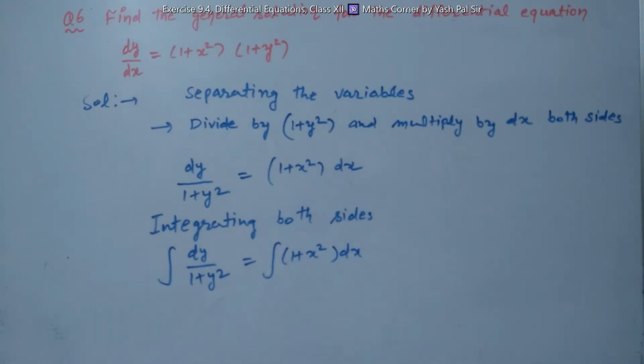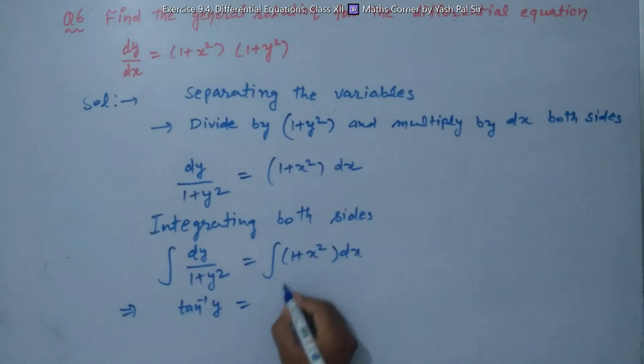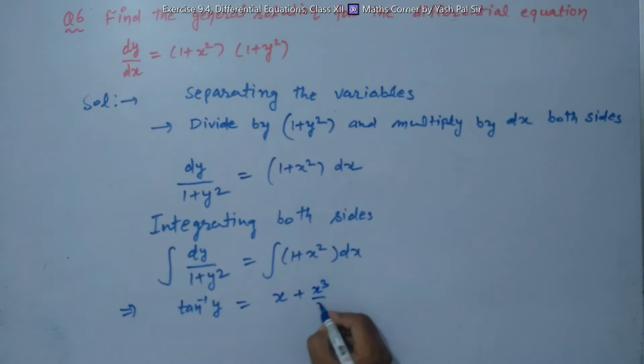So this way we know the rule: integration of 1 upon x square plus a square is 1 upon a tangent inverse x upon a. So here x is y, so tangent inverse y is equal to the integration of 1 is x, integration of x square is x cube upon 3 plus c, the constant of integration. Finally, this is the general solution.